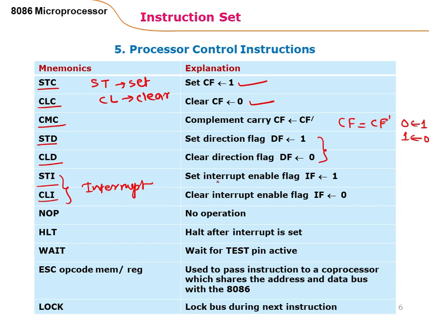Whenever we use STI and CLI, the interrupt enable flag is set, so the processor can accept the interrupts, or interrupt masking is available. When we clear it, then whenever an interrupt comes, the processor discards the interrupt. NOP is nothing but no operation. HLT is halt, after the interrupt is set. So the processor will halt when the interrupt is set, and it will allow the interrupt to execute its instructions.